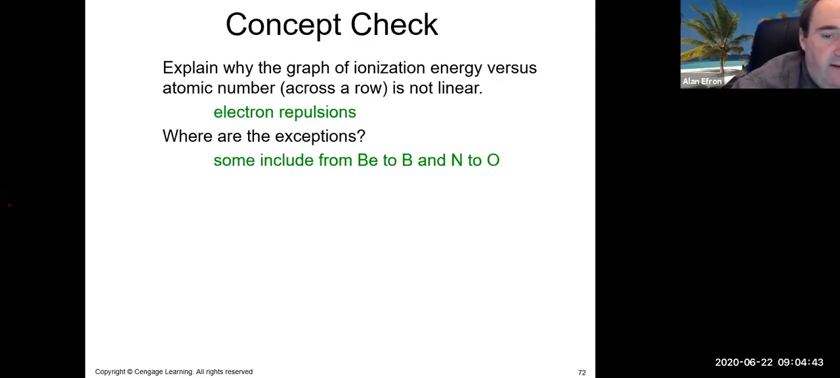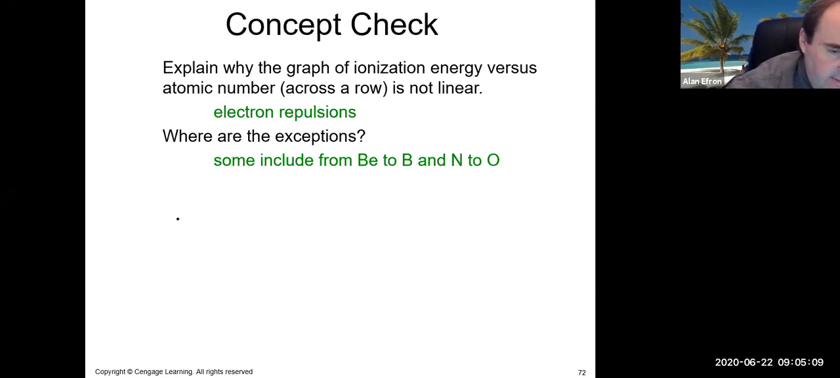So explain why the graph for ionization energy versus atomic number is not linear. Again, we do have electrons near electrons, so they are going to be repulsed by each other. That does play into effect in terms of ionization energy. And there are some exceptions, and you don't have to worry too much about this. But let's talk about another very important aspect of this idea.